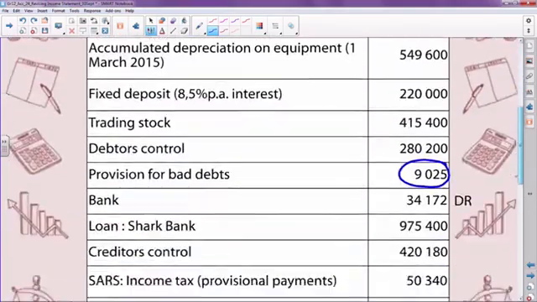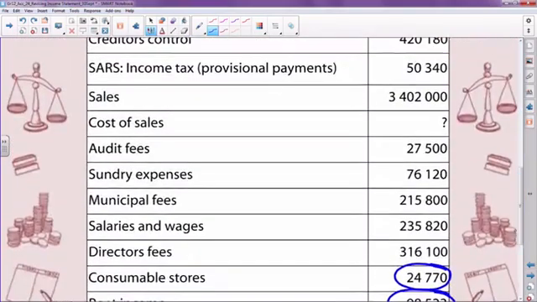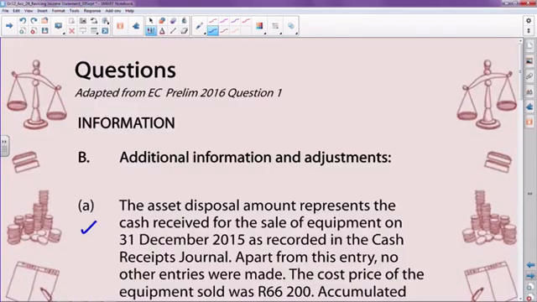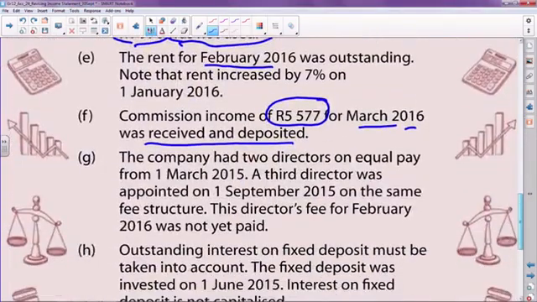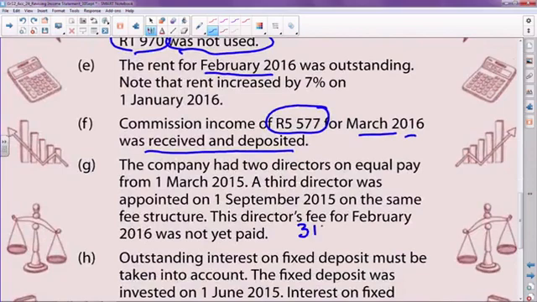Let's identify it first. 316,100. And I'm going to put it here. 316,100. Okay? And I'm giving you 1 minute to sort this adjustment out for me. Go for it.